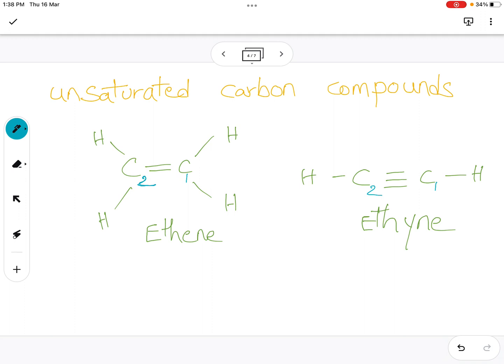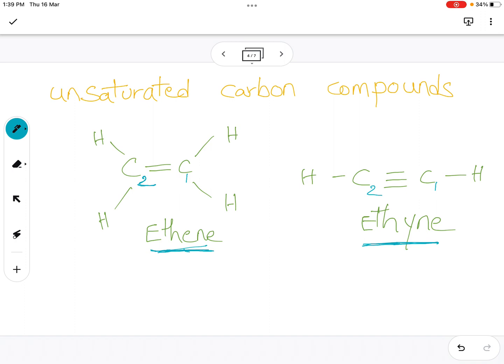We know that if two carbon atoms are present in the compound, we call it eth. Here a double bond is there, so ene. The compound name is ethene. Here two carbon atoms are present, call it eth. But here there is not a double bond; here a triple bond is there. So ine will come, and the compound name is ethyne. This is ethene and this is ethyne. These two are examples for unsaturated carbon compounds.